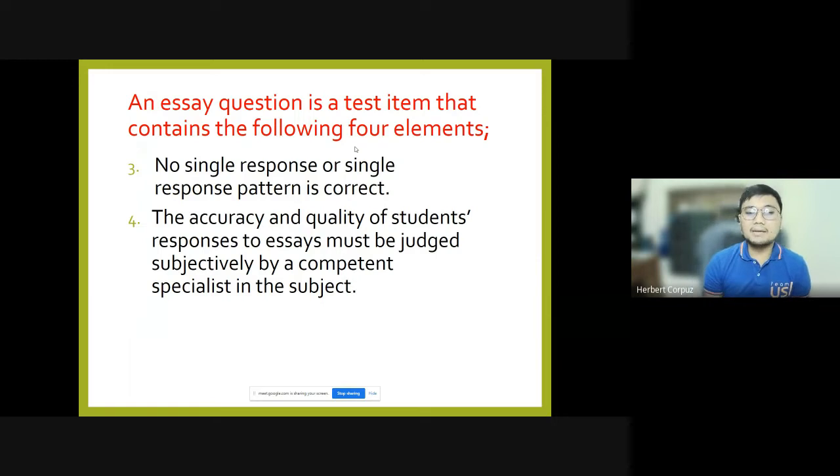And number four, the accuracy and quality of students' responses to essays must be judged subjectively by a competent specialist in the subject. This is sabi natin, even if we are going to make use of a scoring tool or scoring rubric to assign a score to a student's essay or written outputs, there would always be subjectivity when it comes to checking their responses. Later on, we will be discussing the limitations and advantages of using essay test types as a form of assessment. So these are the four elements of an essay question.